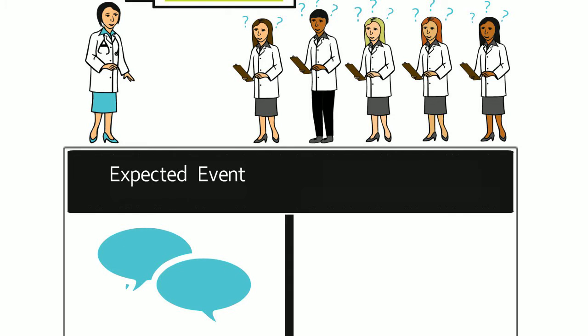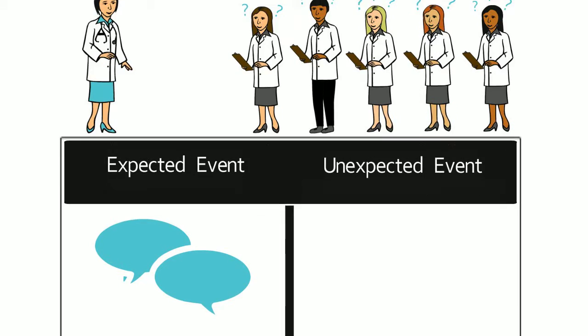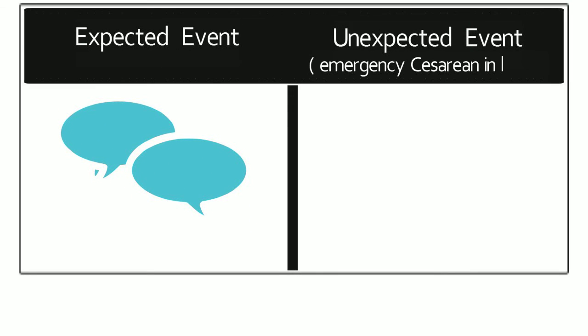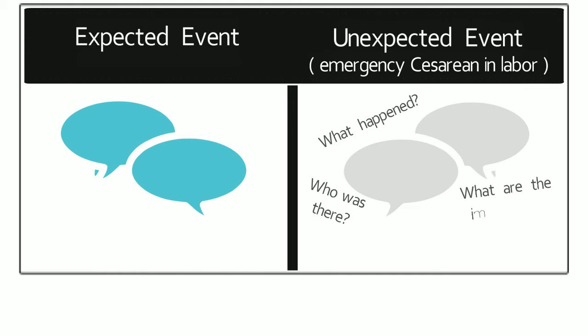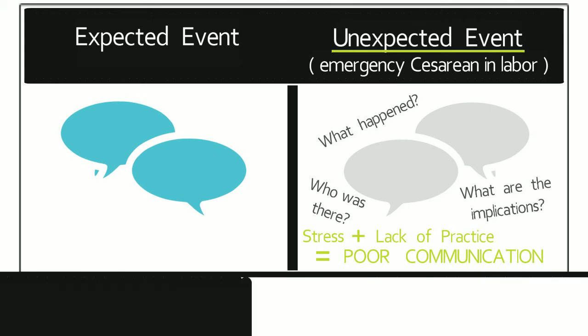It's difficult enough to remember to tell our patients everything that will happen in the hospital when events proceed as expected. When an unexpected event happens with a good outcome, let's say an emergency cesarean in labor, we often overlook having a conversation with our patient about what happened, who was there, and what the implications are for the future. So it's not surprising that when an adverse event occurs, the stress of the situation, together with our lack of practice, often leads to poor communication.